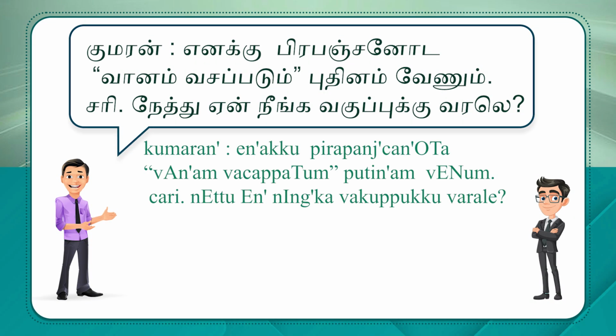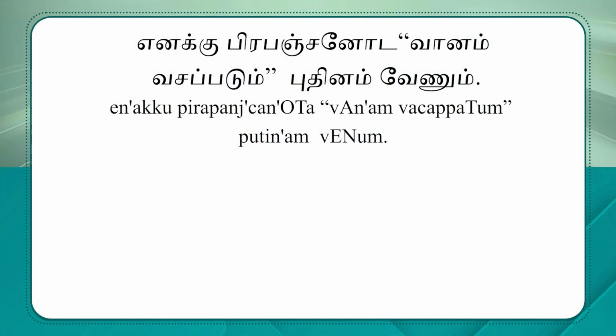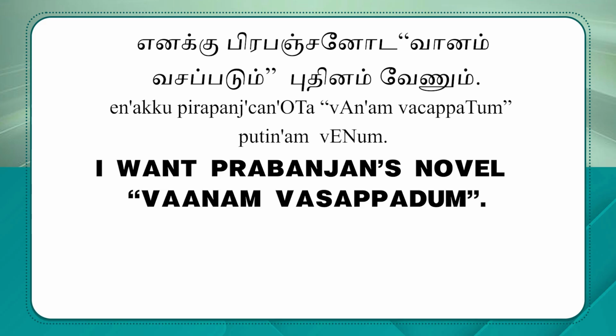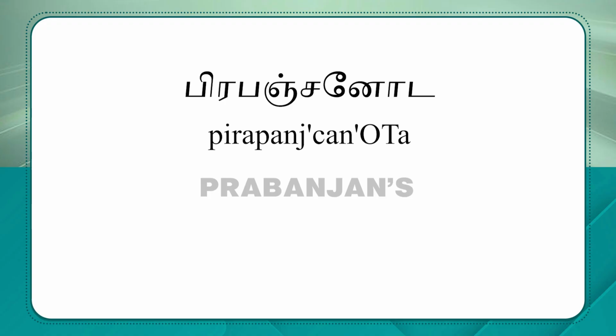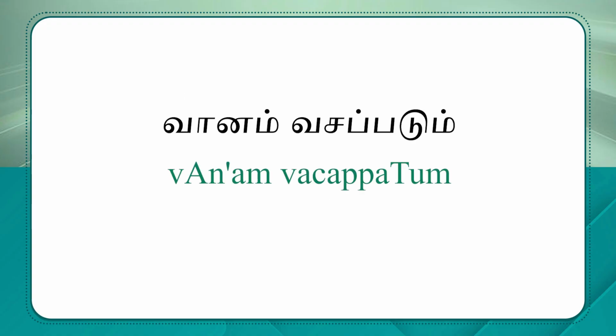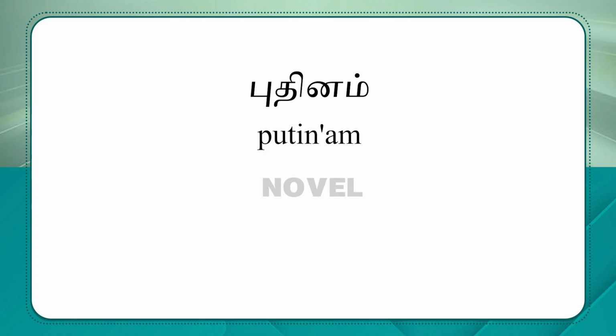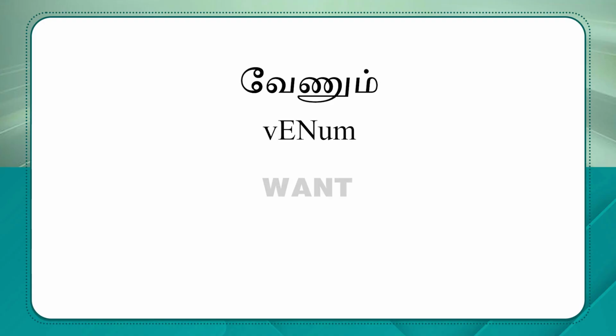Kumaran, எனக்கு பிரபஞ்சனோட வானம் வசப்படும் புதினம் வேணும். சரி, நேத்து ஏன் நீங்க வகுப்புக்கு வரலே? Here we have two sentences. The first one is, எனக்கு பிரபஞ்சனோட வானம் வசப்படும் புதினம் வேணும். Translates to, I want Prabhanjan's novel வானம் வசப்படும். In this sentence, எனக்கு means me, பிரபஞ்சனோட which means Prabhanjan's, வானம் வசப்படும் is the name of the novel, புதினம் means novel, and you already know வேணும் means want. Kumaran replies Manjunath, I want Prabhanjan's novel வானம் வசப்படும்.